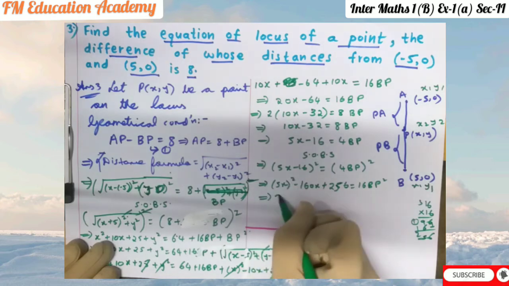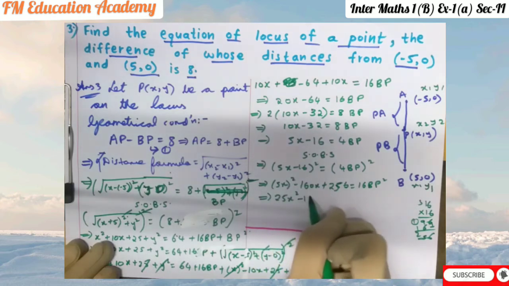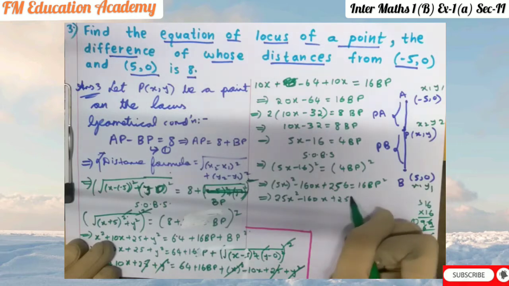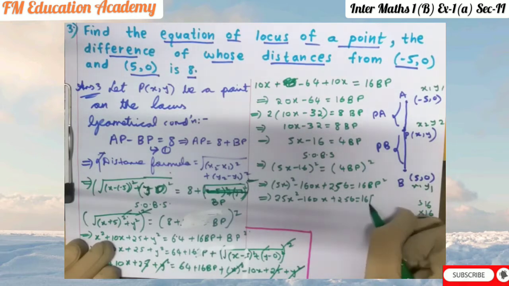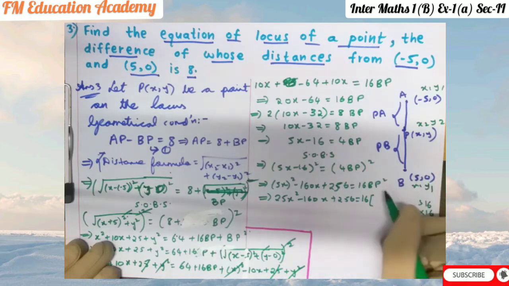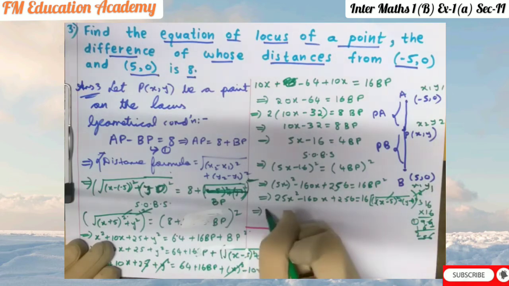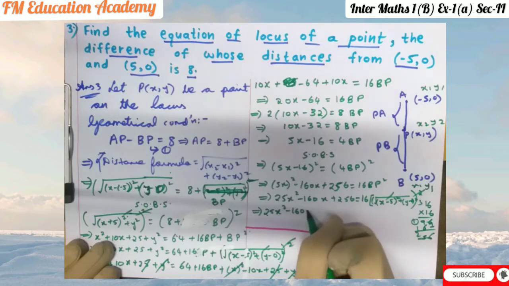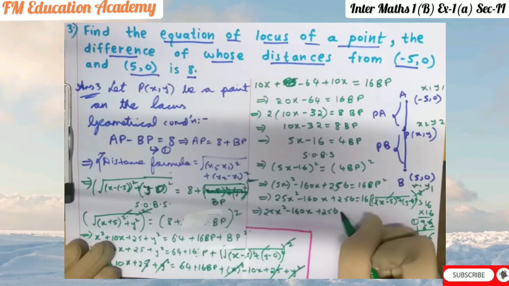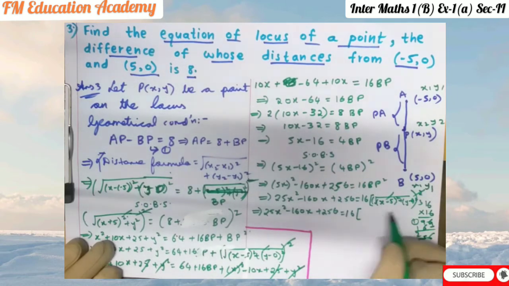Now 5 5s are 25x square minus 160x plus 256 is equals to 16 into, what is BP here we have? BP here is root of x2 minus x1, means x minus 5 whole square plus y minus 0 whole square. Now square and root will get cancelled. So 25x square minus 160x plus 256 is equals to 16 into, a minus b whole square is a square minus 2ab plus b square, plus y square.